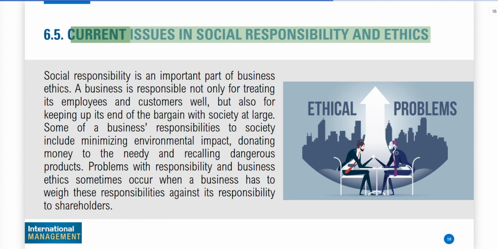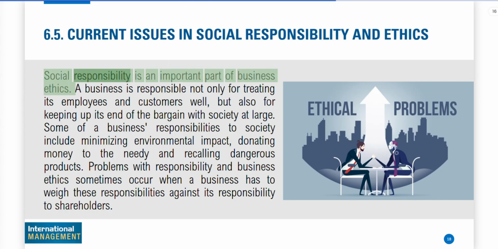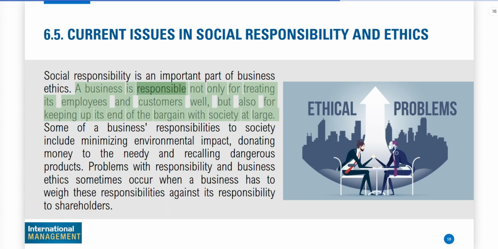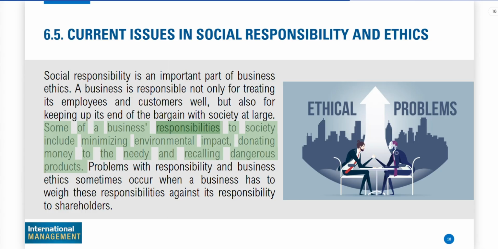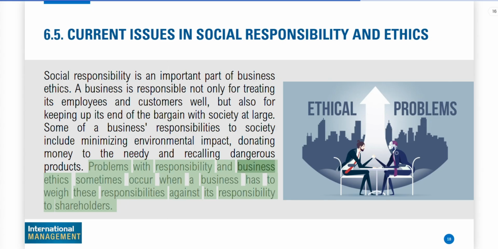6.5. Current issues in social responsibility and ethics. Social responsibility is an important part of business ethics. A business is responsible not only for treating its employees and customers well, but also for keeping up its end of the bargain with society at large. Some of a business's responsibilities to society include minimizing environmental impact, donating money to the needy, and recalling dangerous products. Problems with responsibility and business ethics sometimes occur when a business has to weigh these responsibilities against its responsibility to shareholders.